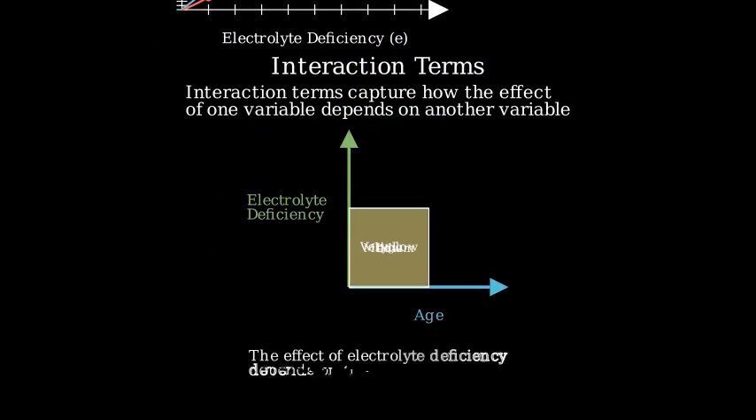Let's consider an interaction between age and electrolyte deficiency. Perhaps older individuals with high electrolyte deficiency need a significantly different intensity adjustment than younger individuals with the same deficiency level.